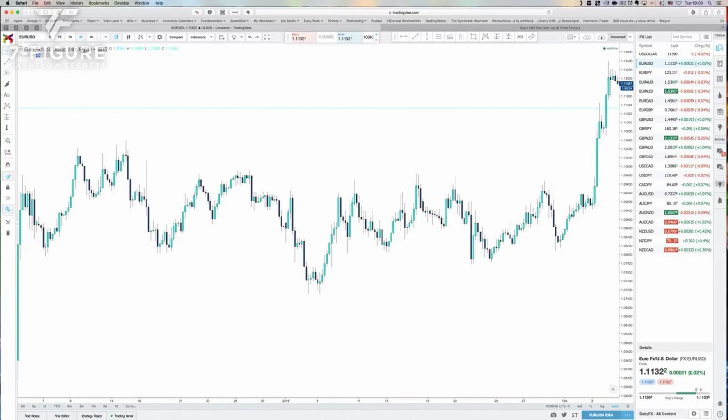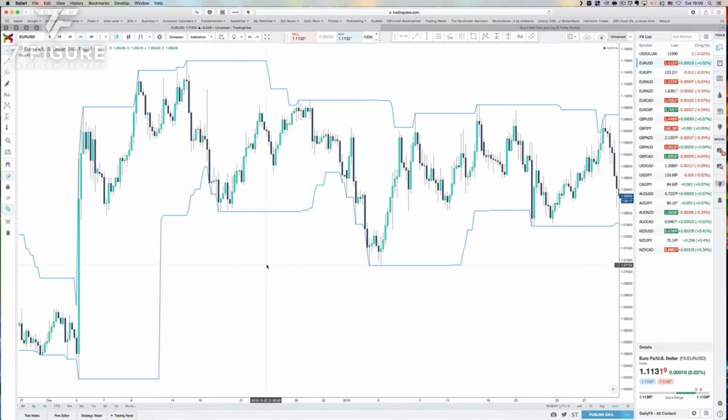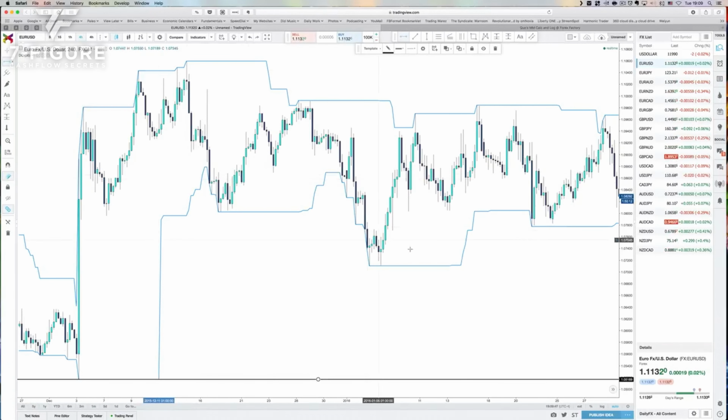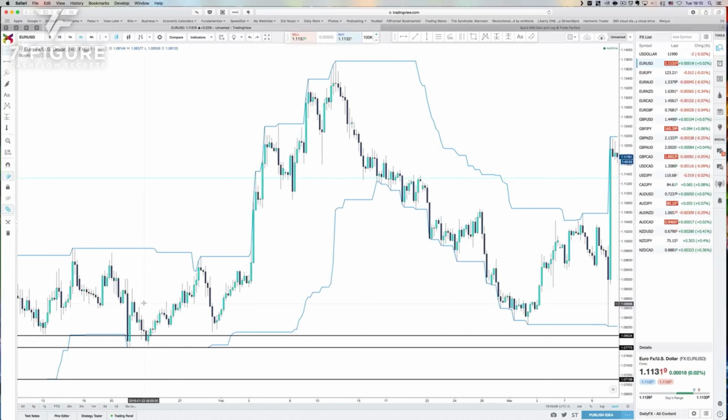So that's essentially what I'm looking for, and this helps me look at that much easier. So what we're going to do is start dropping in our lines here. We're just dropping in lines wherever we have these very large, flat spots in our Donchian channel.